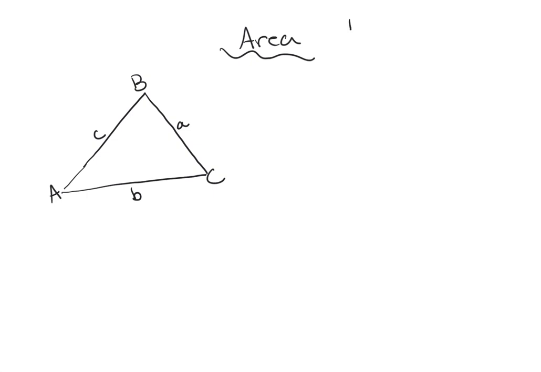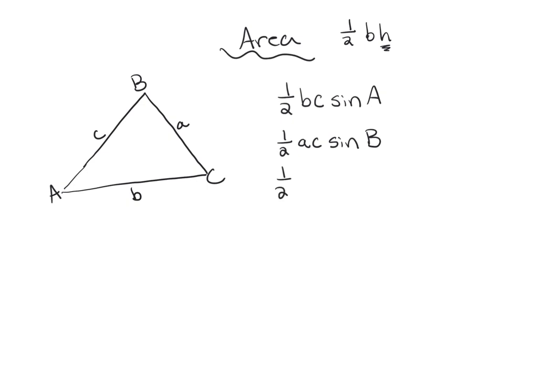And we all know area of a triangle, 1/2 base times height. But the issue is not knowing what the height is. There's other ways you can find area of a triangle. So we can look at 3 ways. 1/2 times side length B times side length C times sine of angle A. Or 1/2 side length A times side length C times sine of angle B. Or 1/2 side length A, side length B, sine of angle C.